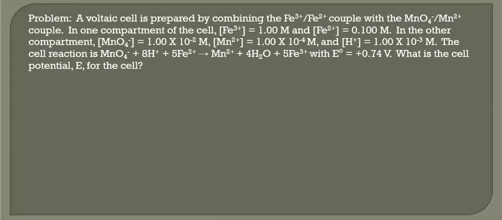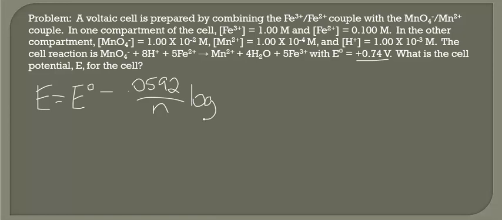In this problem, we want to calculate the cell potential for the cell. We're given the standard cell potential is 0.74 volts, and we're given lots of concentrations. So we're going to use the Nernst equation. Cell potential is equal to the standard cell potential minus 0.0592 over N times the log of Q. Well, Q is products divided by reactants.